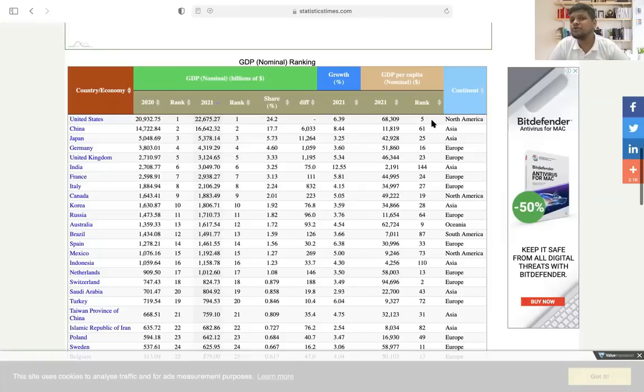So what do you think should be the better measurement? GDP nominal? Yes, it should be there. We don't disagree with nominal GDP, but if you want to see the standard of the economy's progress, then you should be looking at GDP per capita.